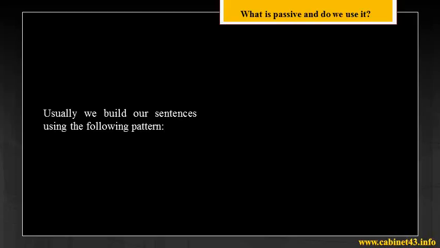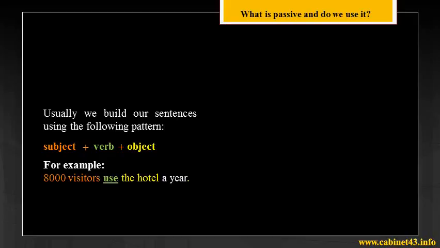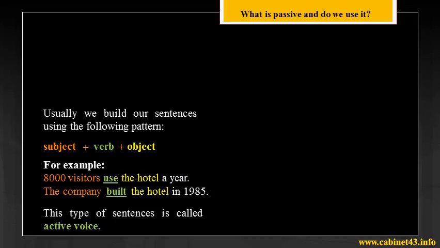Usually we build our sentences using the following pattern: subject, verb, object. For example, 8,000 visitors use the hotel a year. The company built the hotel in 1985. This type of sentences is called active voice.